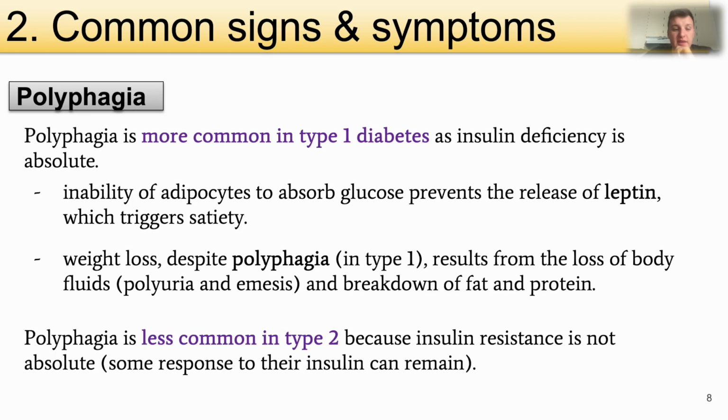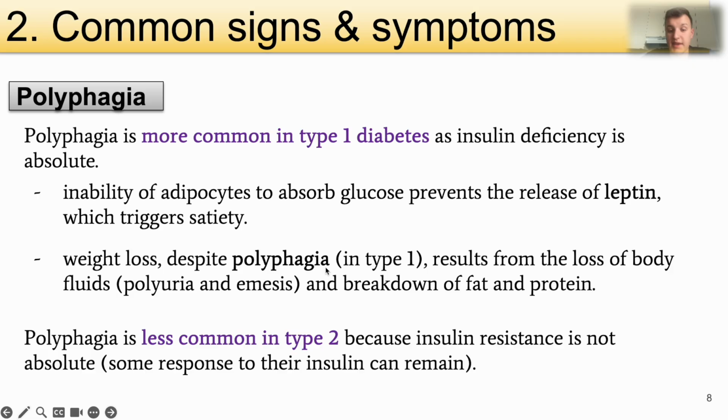Polyphagia, specifically, is more common in type 1 diabetes as insulin deficiency is absolute. You don't have any insulin at all. So there's an inability of adipocytes to absorb the glucose, which prevents the release of leptin, which is a hormone that triggers satiety, meaning it's a hormone that tells you, okay, I'm full, I don't need more food.